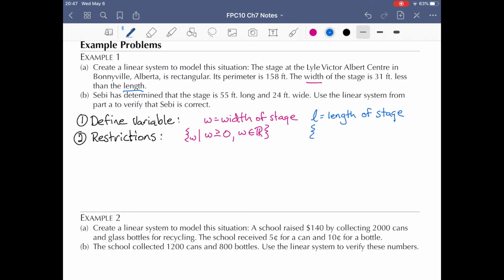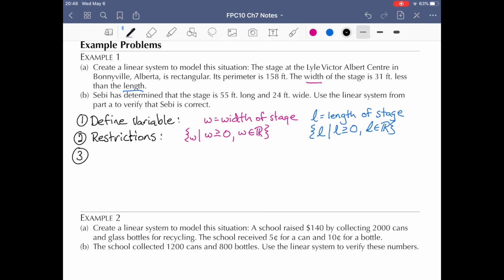And our restrictions on our length. Length, such that our length has to be larger than or equal to 0 as well. We could have a 0 length. It would just be a straight line, but it could be. And length, again, could be any real number because decimals are okay.